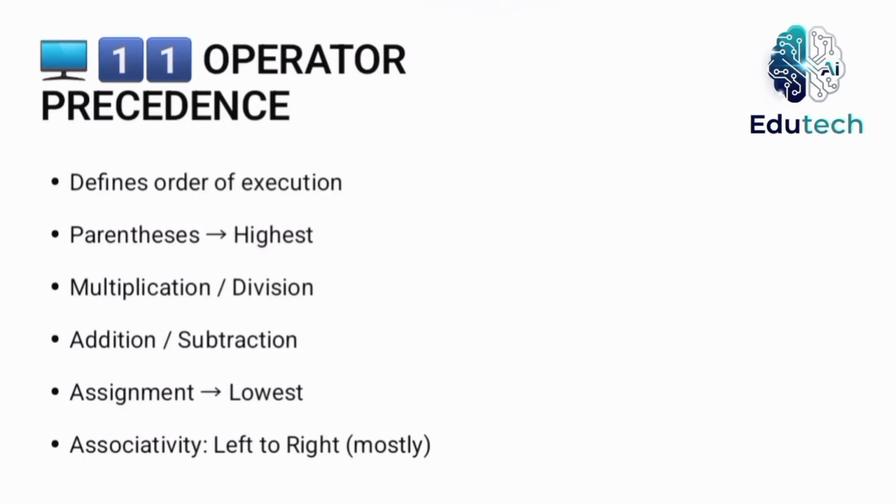Operator precedence. Operator precedence determines the order in which operations are performed in an expression. When an expression contains multiple operators, the operator with the highest precedence is evaluated first. For example, multiplication and division have higher precedence than addition and subtraction. Parentheses have the highest precedence and are used to control the order of evaluation. Understanding operator precedence is important to avoid logical errors in calculations.